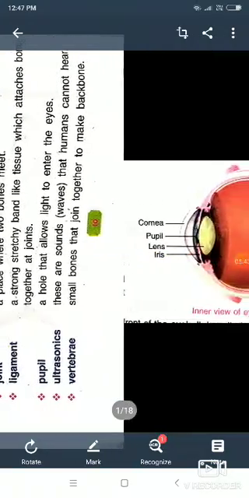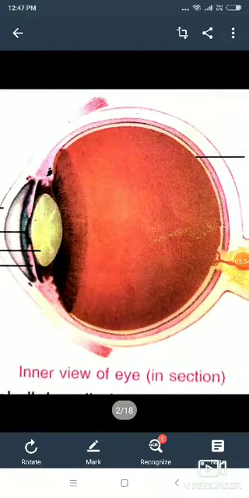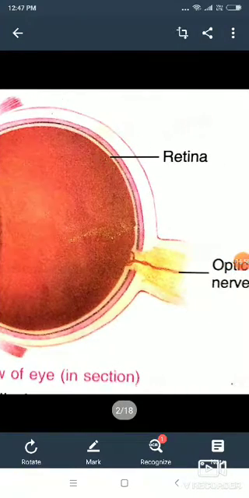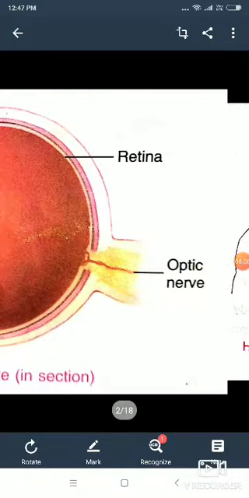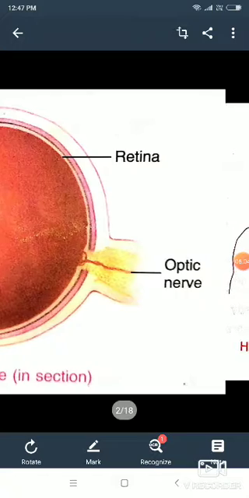Okay, now move to the diagram. See, this is the diagram of the eye, and this is the inner view of the eye. See this, this is the diagram of the eye. This is the inner view. See, optic nerve is there. You will write this as optic nerve, and this is the retina. See, that is visible to you.